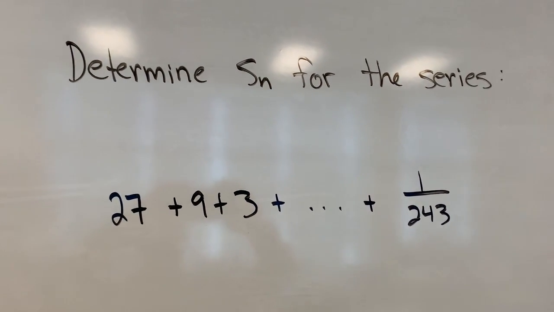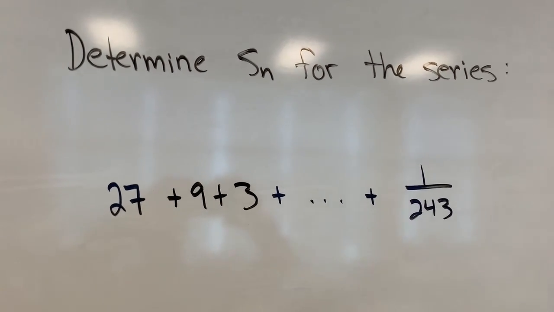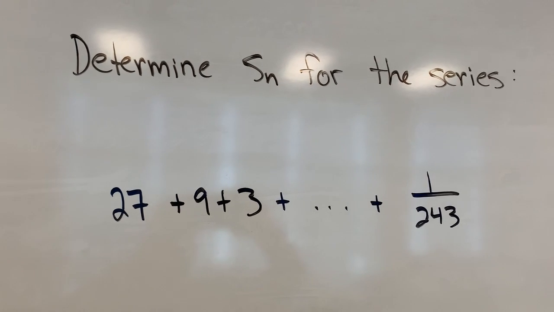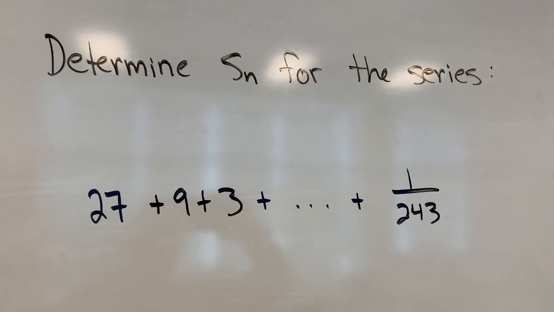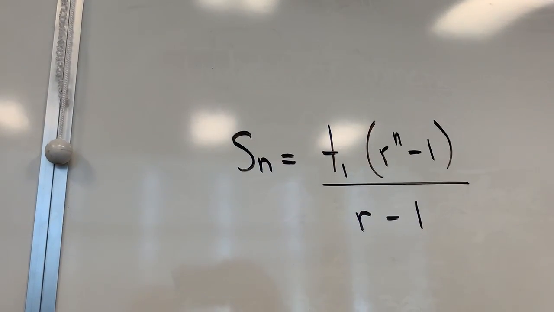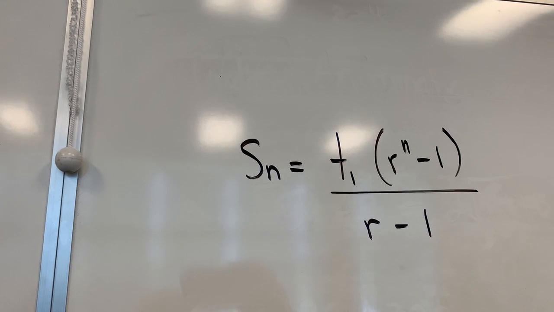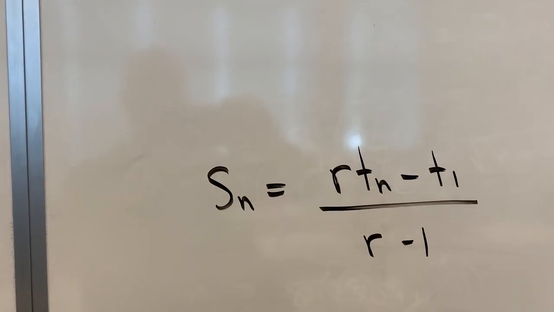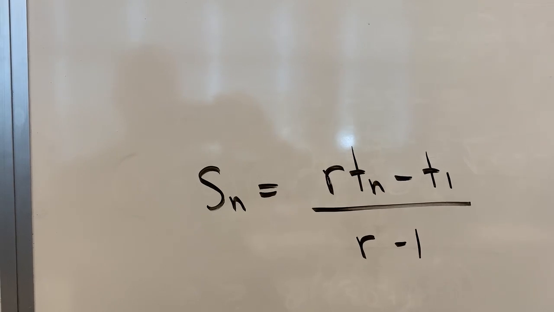Now notice we don't know how many terms this is. We could, by trial and error, figure it out, multiply by a third over and over and over until we got to that final term, which would allow us to use the formula we used in the last question. But notice we need n to use this particular formula. The other geometric series formula doesn't require n. And so I don't actually have to do what I just said there.